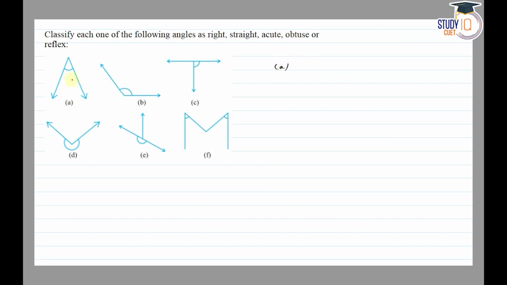For part A, this is less than 90. So हो जाएगा ये acute angle. B. So this angle is greater than 90 but less than 180. So ये जाएगा हमारा obtuse.